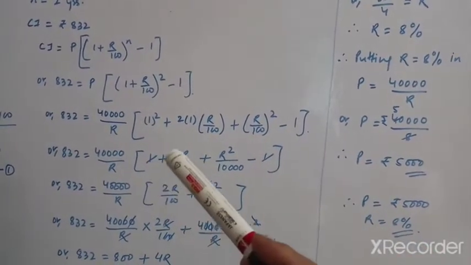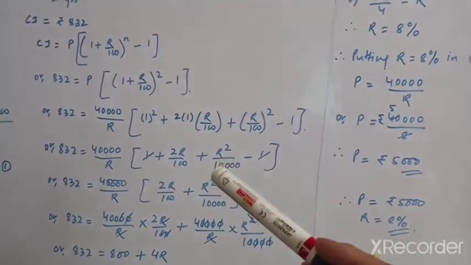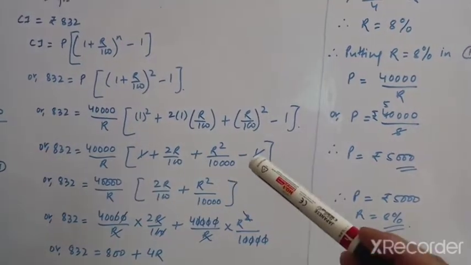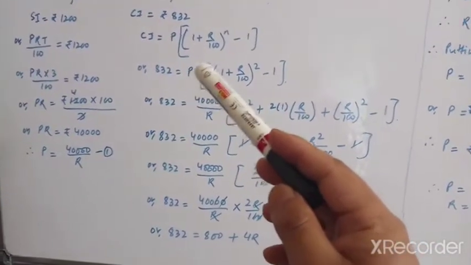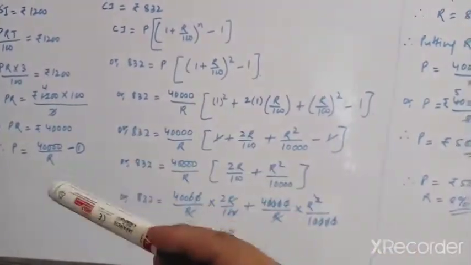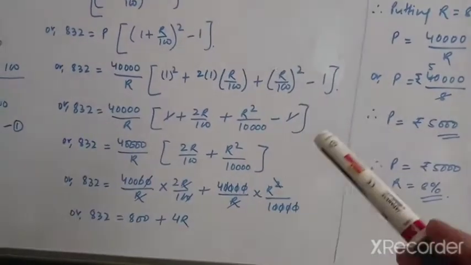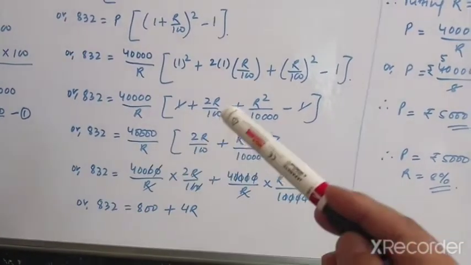Now square of 1 is 1, 2 ones are 2 into R, 2R by 100, and this is R square by square of 100, which is 10,000. So 1 and 1 cancel. Now here we are replacing P from equation 1. P is 40,000 by R, so we are putting this value here. Now 1 and 1 cancel, so you get 832 equals 40,000 by R. Now these two are left.